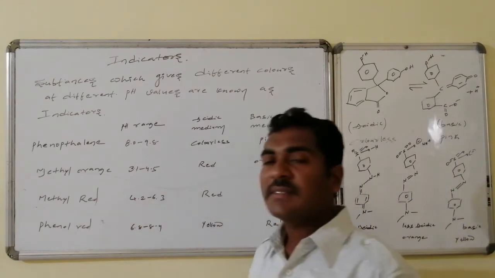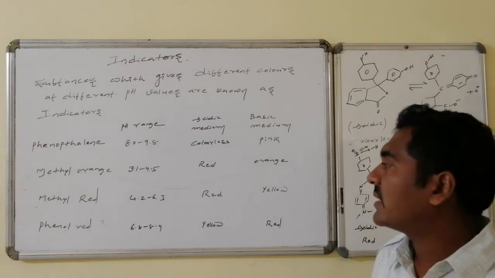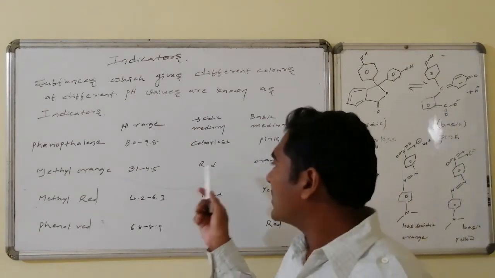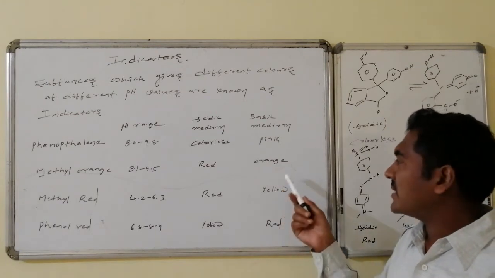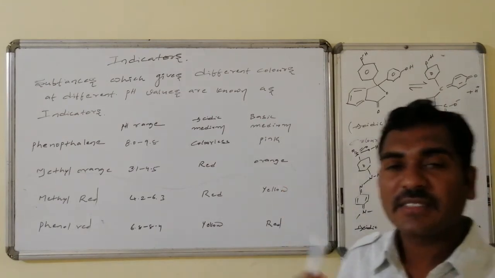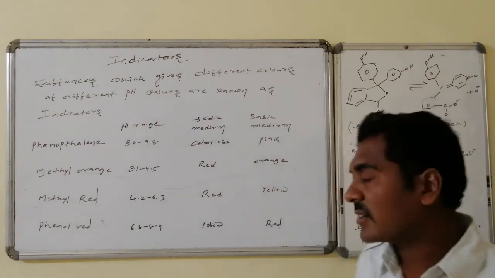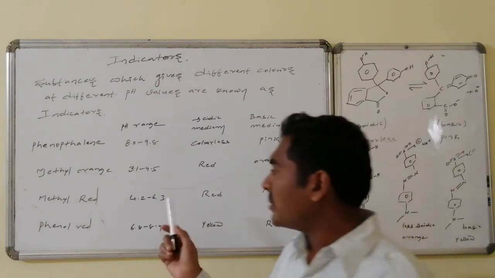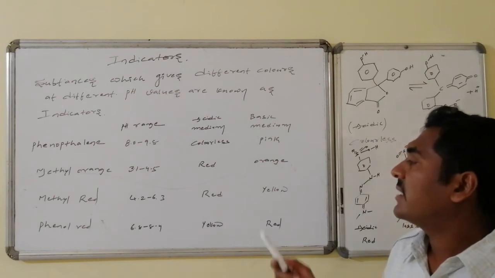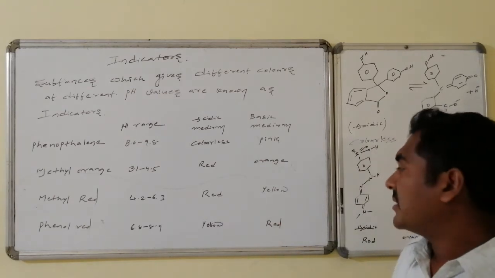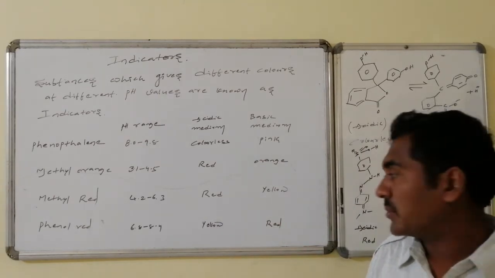Whereas methyl orange changes color between 3.1 and 4.5. In acidic medium it is red in color, whereas in a neutral or slightly acidic medium it has orange color. If you increase the basicity further, it converts to yellow in color. For methyl red, the pH range is 4.2 to 6.3, and in acidic medium the color is red, and in basic medium the color is yellow.